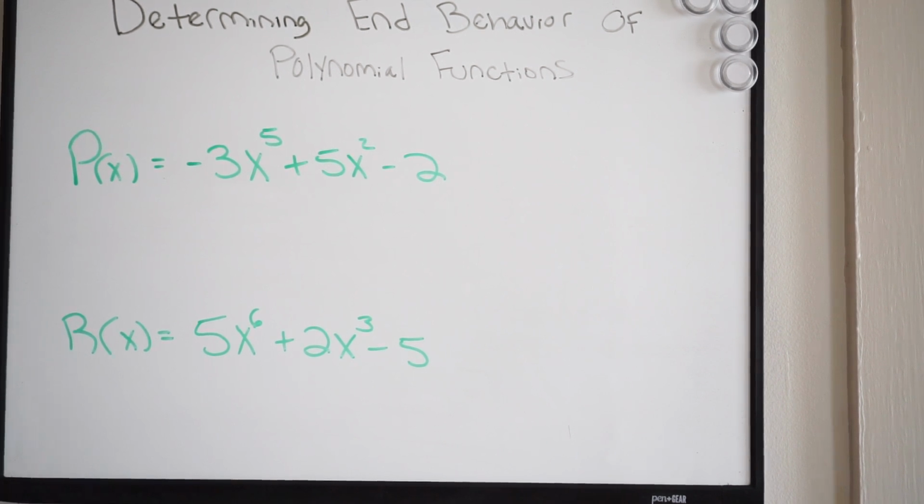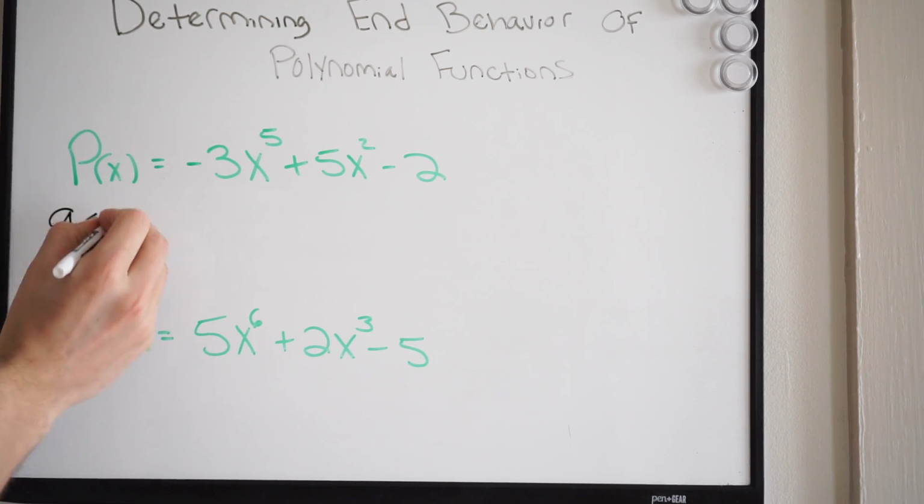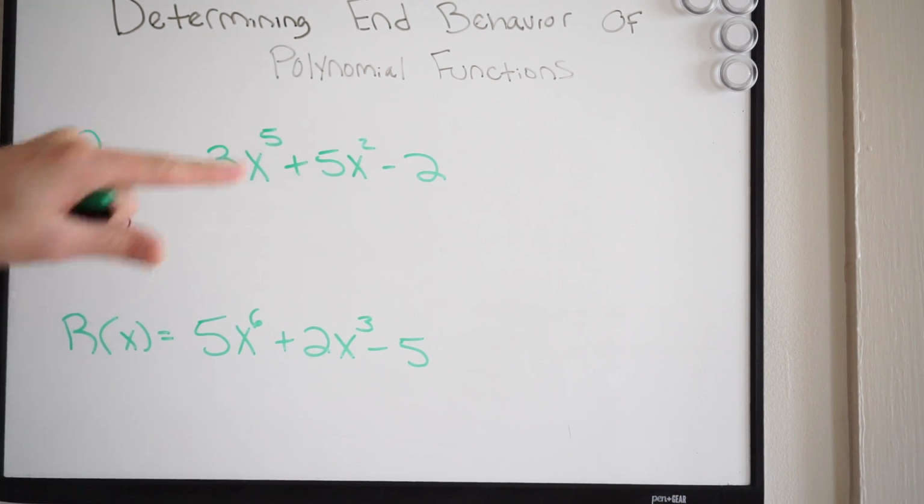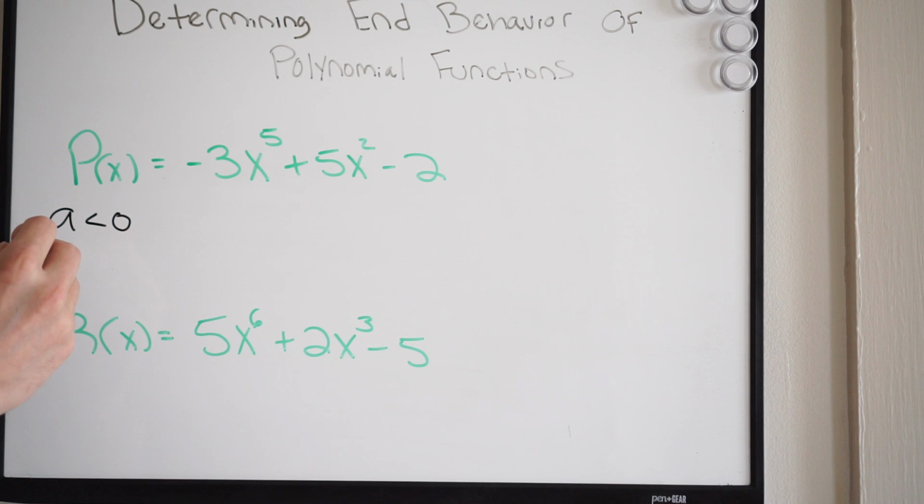So the first thing we need to do is determine our leading coefficient. In this case, we're going to start with this function. Our leading coefficient here is going to be -3. Now remember, we're going to just give our leading coefficient a value of a. So in this case, if our leading coefficient is -3, and we're going to call it a, that means a is less than 0. Again, this is coming from the table that we created in that last video. And now we want to look at our degree. Well, our degree here is going to be 5, and that's going to be odd. So our degree is odd.